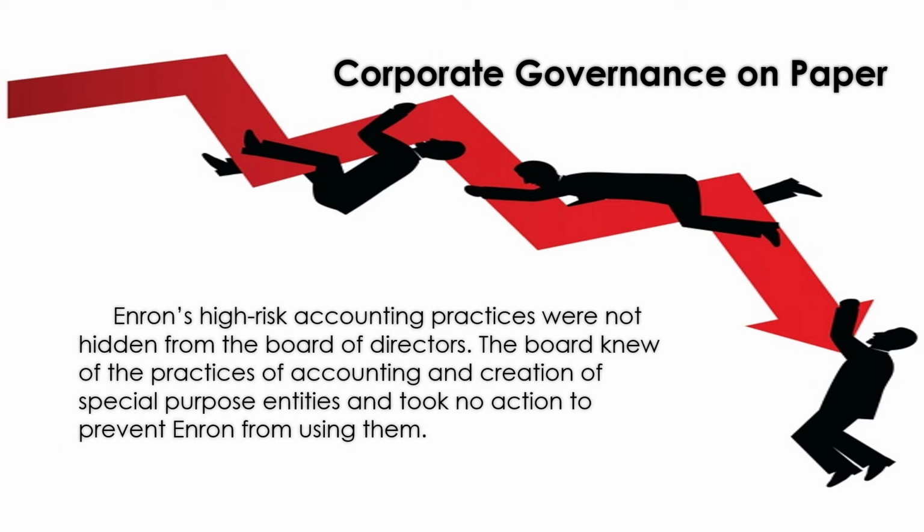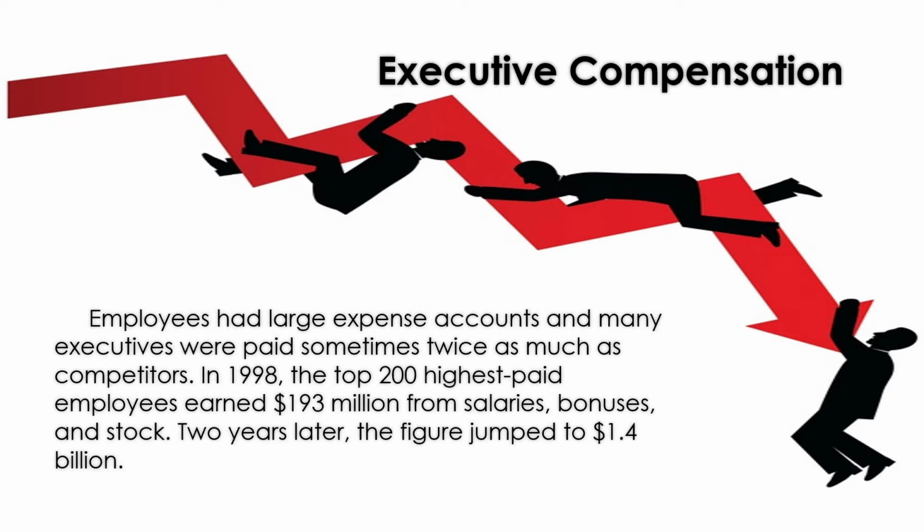So the third strategic failure was corporate governance on paper. Enron's high-risk accounting practices were not hidden from the board of directors. The board knew of the accounting practices and the creation of special purpose entities and took no action to prevent Enron from using them.